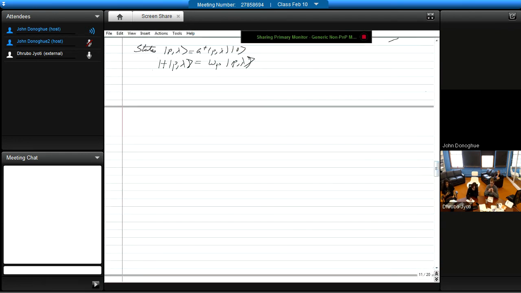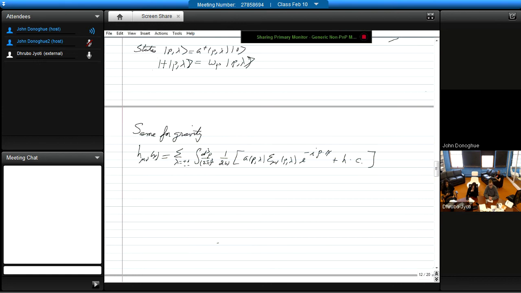Let's just say it. So we would do the exact same thing. h mu nu of x would be the sum over these two polarizations, plus plus and minus minus, integral d3p over 2 pi cubed, 1 over 2 omega, a of p and lambda, and we'll use these epsilon mu nu of p and lambda, e to the minus i p dot x, plus the Hermitian conjugate. We just keep using the guys from above.